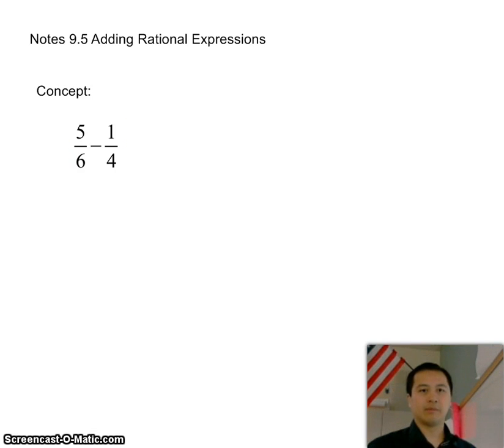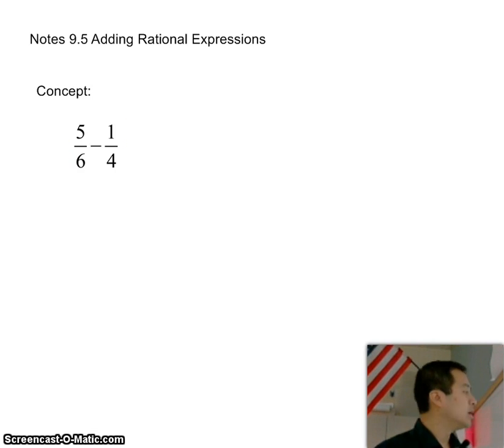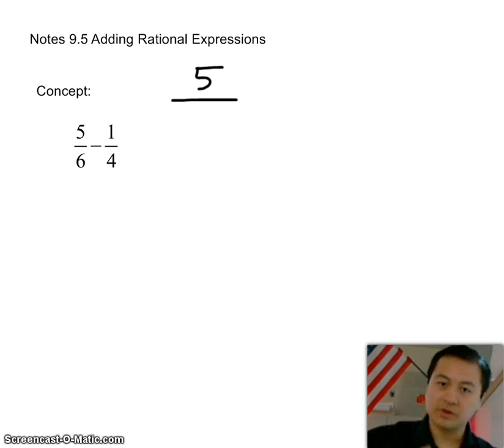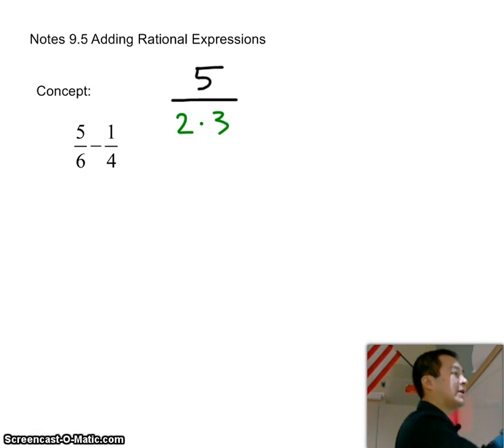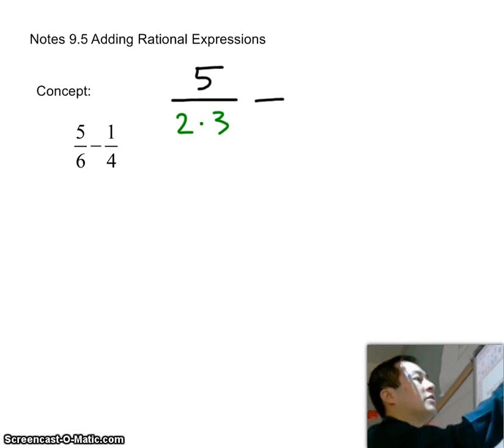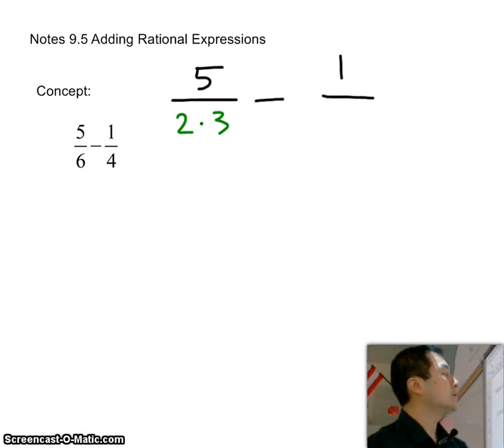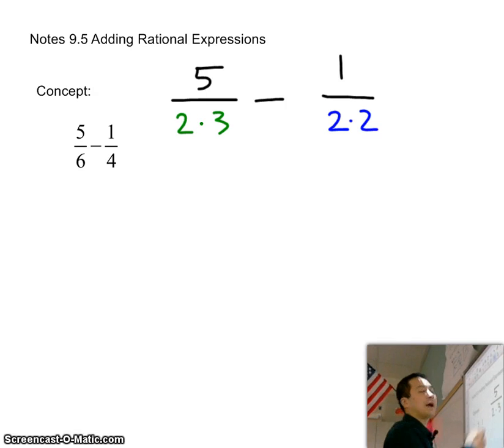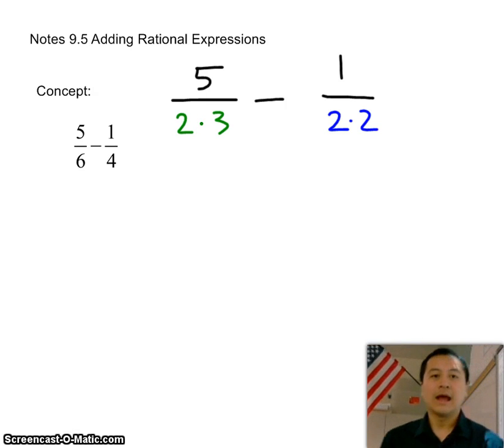Go back to this problem. I factor. Do I care about the numerator? No. I just care about the denominator being the same. This becomes 5 over 6. Break down 6. What two numbers multiply to be 6? 2 and 3. Anything else? No. Minus, the top is 1 over 4. What two numbers multiply to be 4? 2 times 2. And this is what I do.